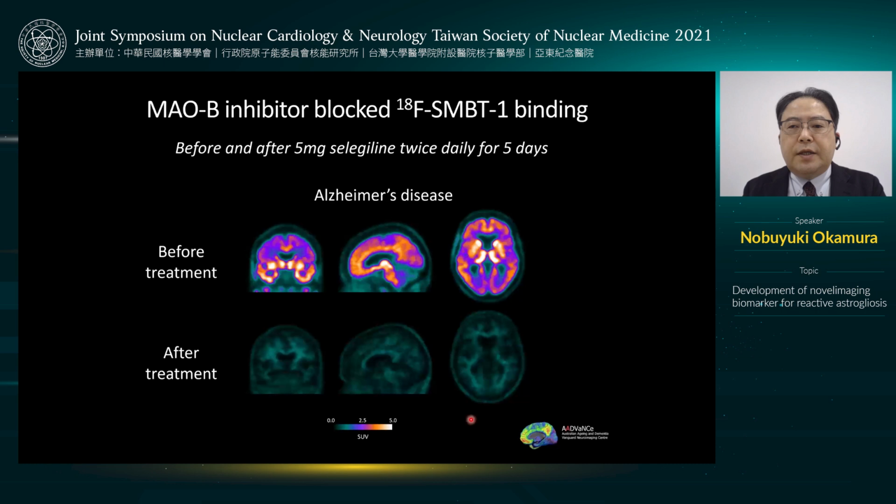To confirm SMBT1 binding to monoamine oxidase B, we performed a second SMBT1 PET scan after treatment with 5 mg selegiline twice daily for 5 days. So you can see the massive reduction of SMBT1 signals after the treatment, suggesting high selectivity of the tracer for MAO-B.